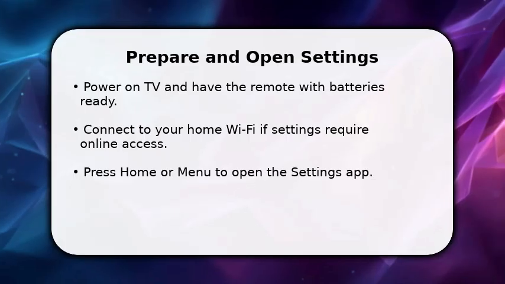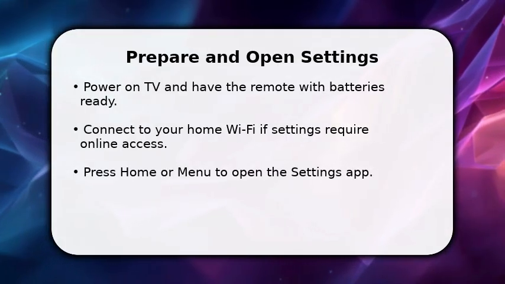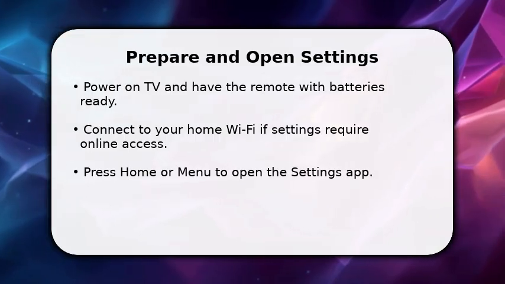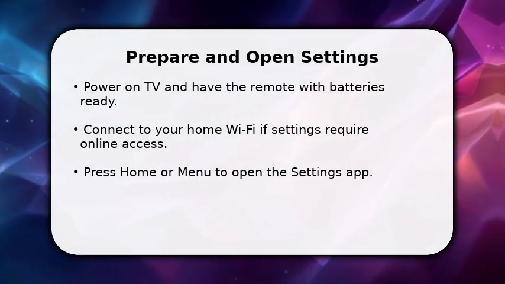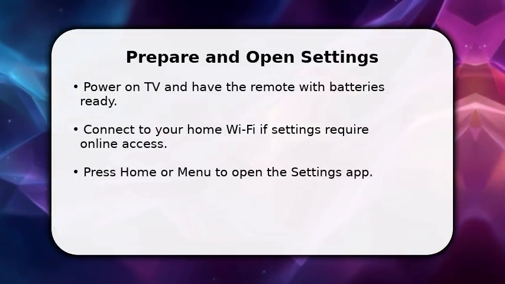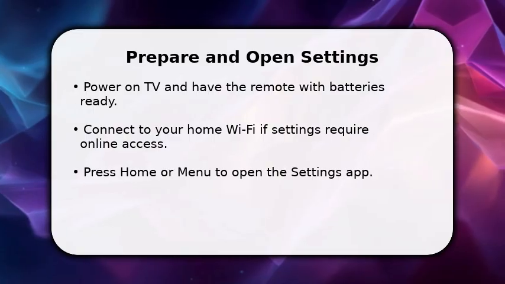Enjoy the video. You start by powering the Hisense TV and grabbing the remote so you can act quickly. Once the TV is on, press Home or Menu to open settings. This moves you from passive use into configuration.